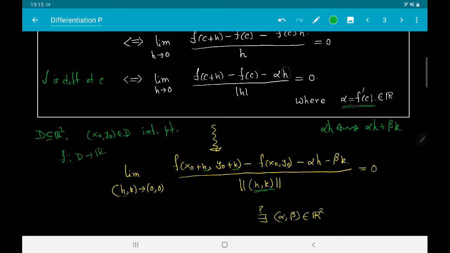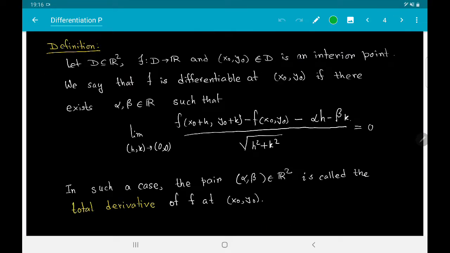What this definition says, or at least motivates us to say, is that if there exist alpha and beta, both real numbers, such that this limit is equal to 0, then we may call the function f differentiable at the point (x0, y0). In fact, this turns out to be the definition that we are always going to use.